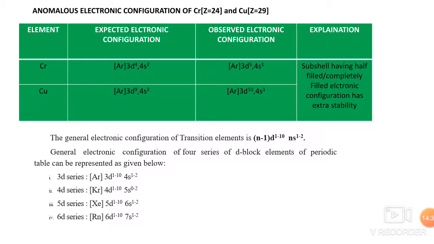Chromium: the expected electronic configuration is argon 3d4 4s2, but the observed electronic configuration is argon 3d5 4s1.